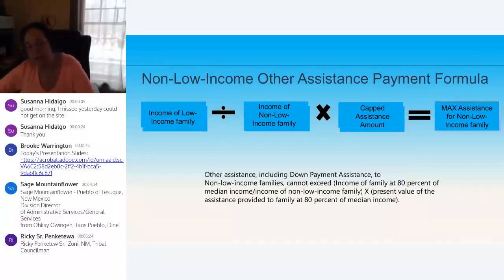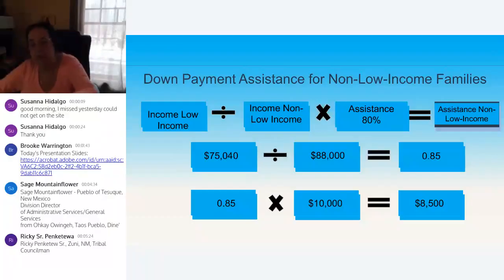You would take the income of your low-income family at $75,040, divide it by the income of your non-low-income family. They make $88,000. That would come out to 0.85, okay? You take the 0.85 times the assistance at 80%. You're giving them $10,000 in down payment assistance. Your non-low-income families are only going to be eligible for $8,500.